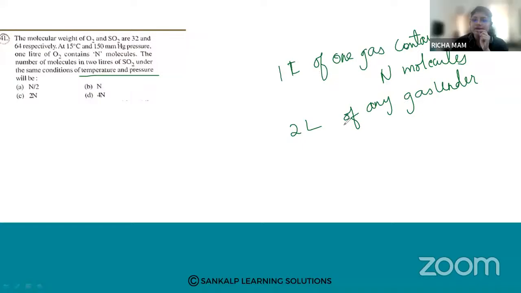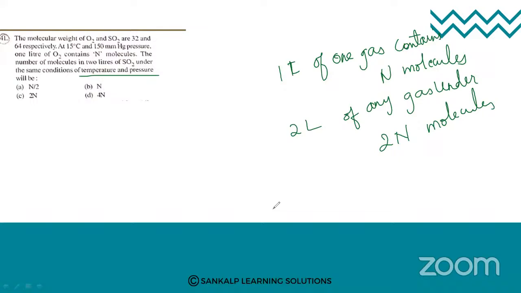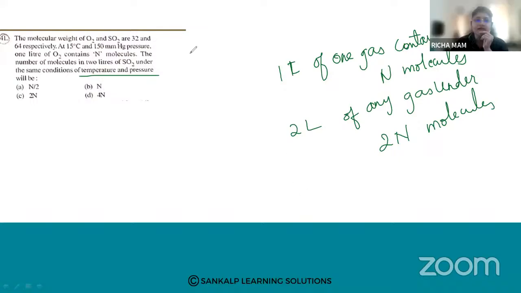Okay, so 2 liters of any gas under the same conditions will contain how many? 2N molecules. So this is according to Avogadro's law. What is Avogadro's law? Equal volumes of all gases under similar conditions contain equal number of molecules. So what is the condition? The temperature and pressure should be same.